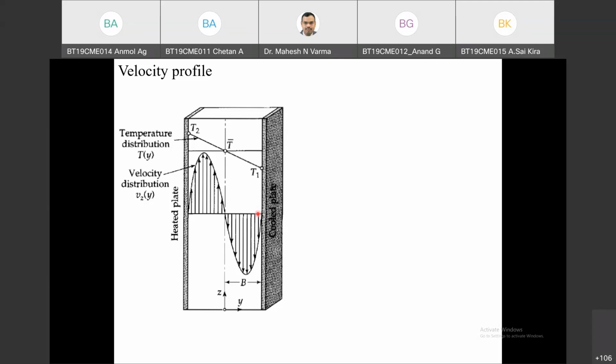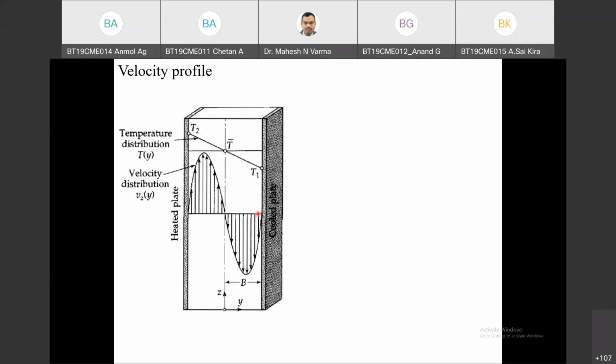Z momentum. So whether Vz is varying with X, Y, Z, in which direction will Vz be varying? Sir, Y direction. Why is it not varying in the X direction and Z direction? Sir, in the Z direction it will be constant because it is enclosed, it's a closed boundary.